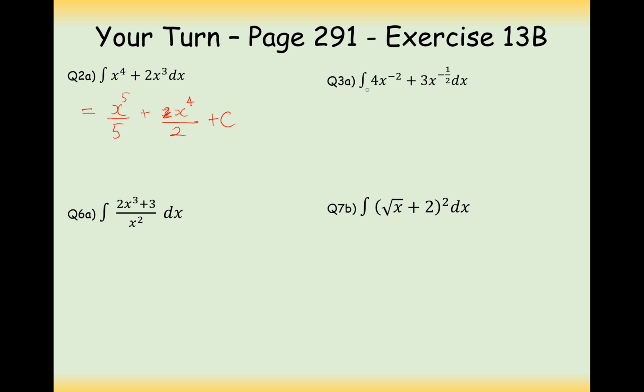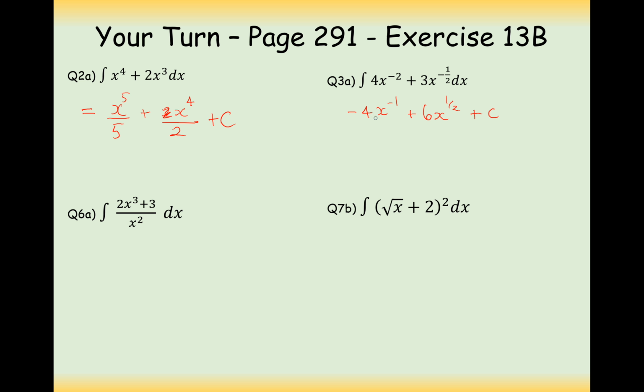Okay, next question here, question 3, increase the power by 1, so it's now going to be a minus 1. And now divide by the new power, that'll be a 4 divided by minus 1, so that's going to be minus 4x to the power of minus 1. The next question here is going to be plus, increase the power by 1, so it's now a half, and divide by that new power, so dividing by a half will give us times by 2, which will make it 6x to the half. Plus c.